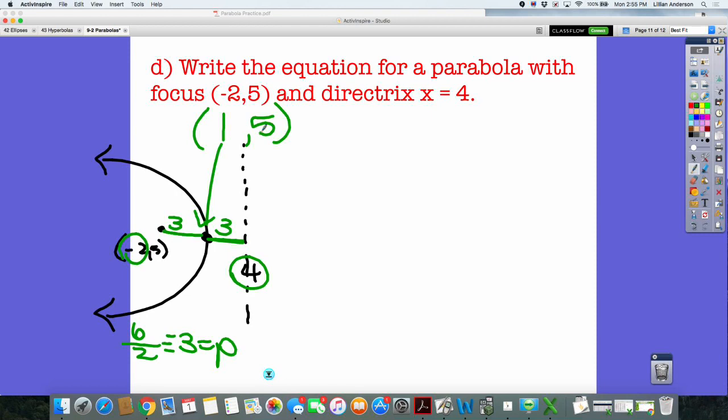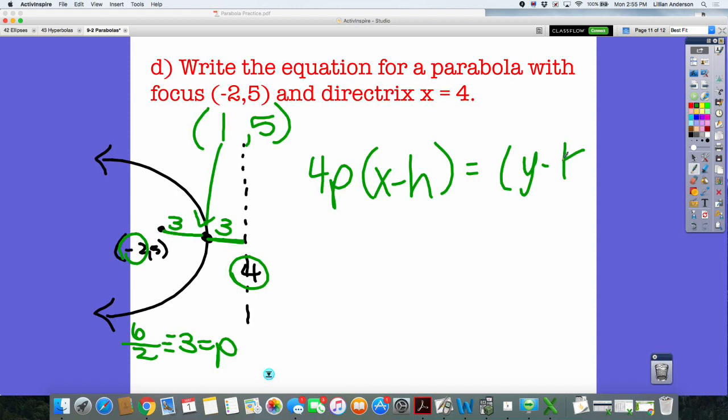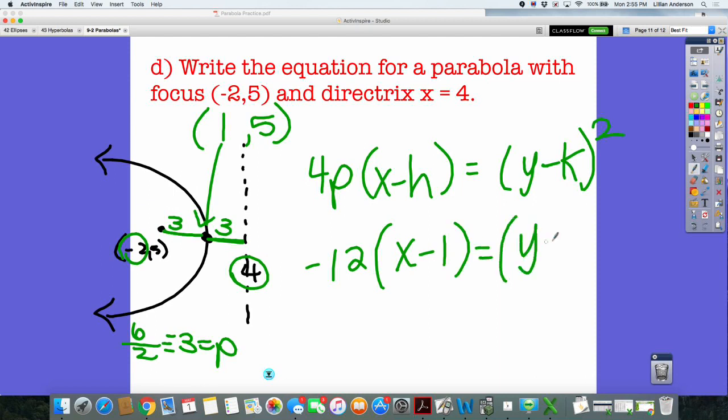So does that mean my y's are squared or my x's are squared? Y's. So it's going to be y minus 5 squared equals 12 times x minus 1. That's the formula we have to remember, the 2 versions. That's why I keep rewriting it, so you guys can try to plug that in. So if P is negative 3, what's that first number? Negative 12. Negative 12 times x minus 1 equals y minus 5 squared.